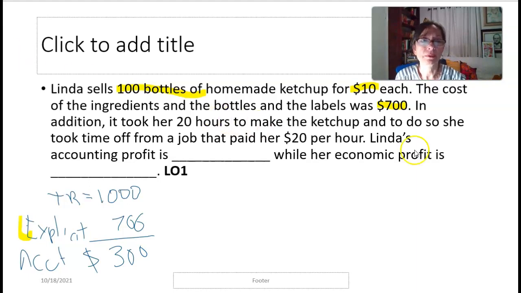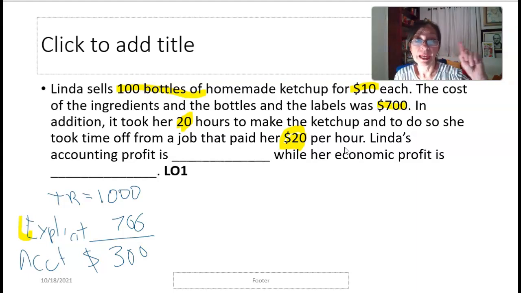But the problem goes on. In addition, it took her 20 hours to make this ketchup. And to do so, she took time off from a job that paid her $20 an hour. So she is giving up some money here. So 20 hours of work times $20 is $400 of an implicit cost. Okay, so she didn't get paid those $400, so that's really a cost to her.